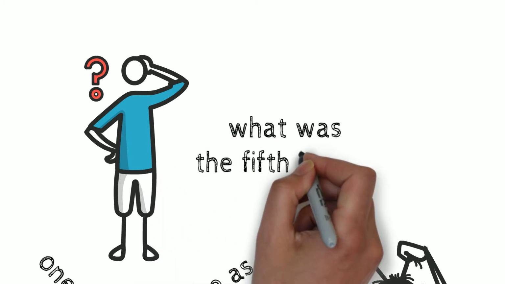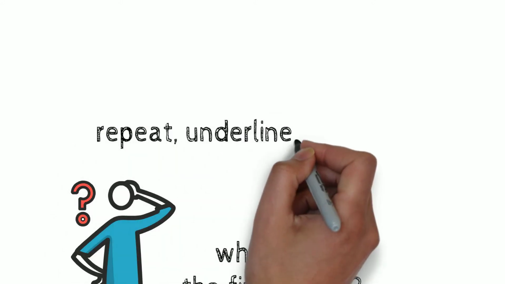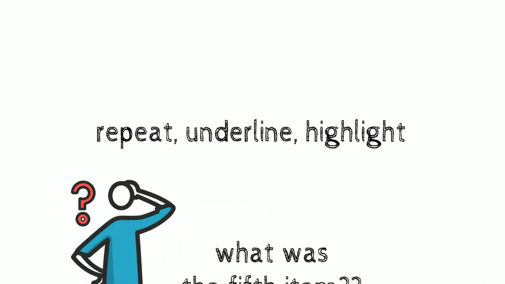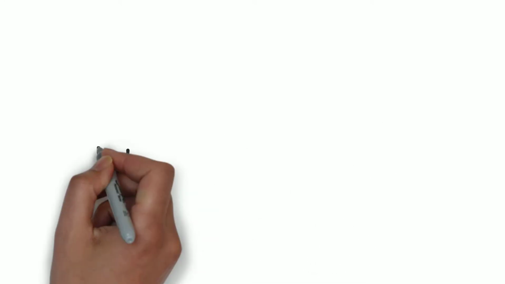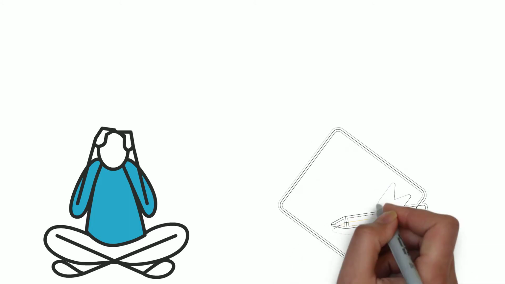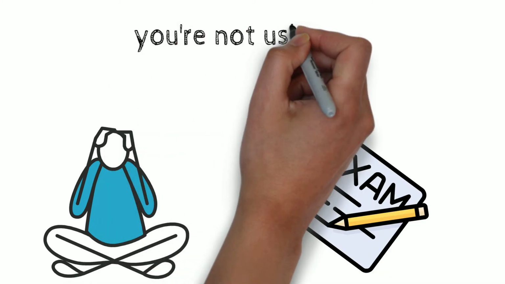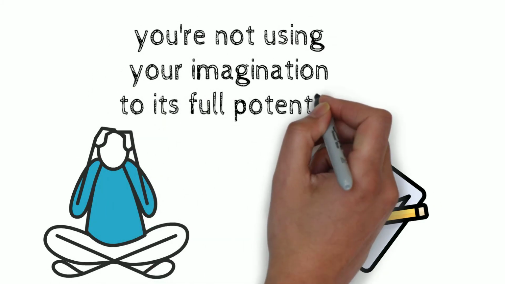If you discover that you can't remember the 5th item on the list, you go back and repeat. This time, you underline or highlight the item to remember it better next time. This is probably how you memorize information. How you cram so much stuff that will soon disappear from your mind. Think about how you memorize the revision material for your exams. You're not using your imagination to remember things clearly.